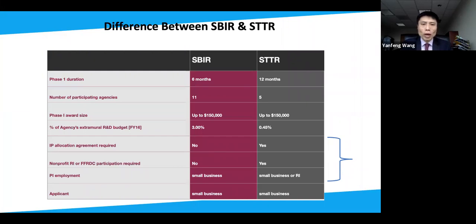STTR also requires your company to collaborate with either a nonprofit research institute or an FFRDC, which is a Federally Funded Research and Development Center. I will tell you what they are. For each application, you need a principal investigator, PI. For SBIR, that person needs to be an employee of the small business, your business. For STTR, that person can be with either your company or the research institute. There is flexibility on that term.